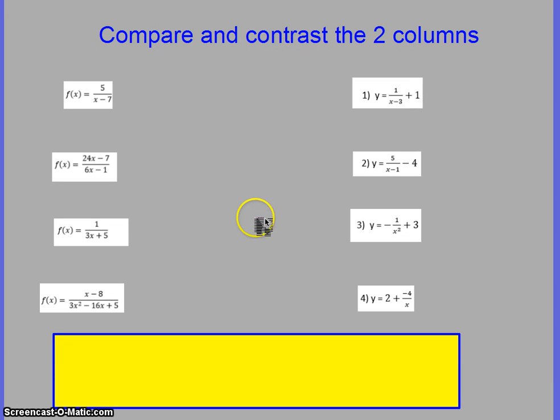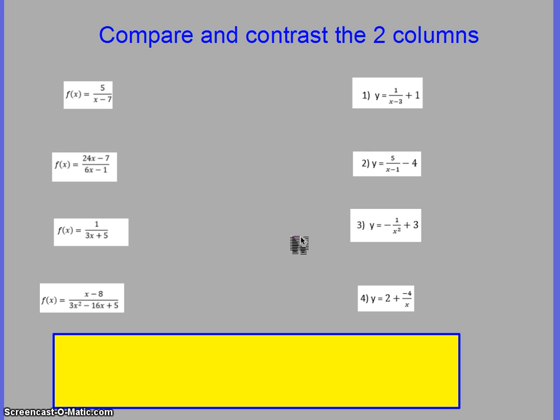What we have here are 8 rational functions. Look at them, know why they are rational functions, and then what I want you to do is pause the video and compare this column of rational functions to this column of rational functions and see if you can determine the difference between the two.